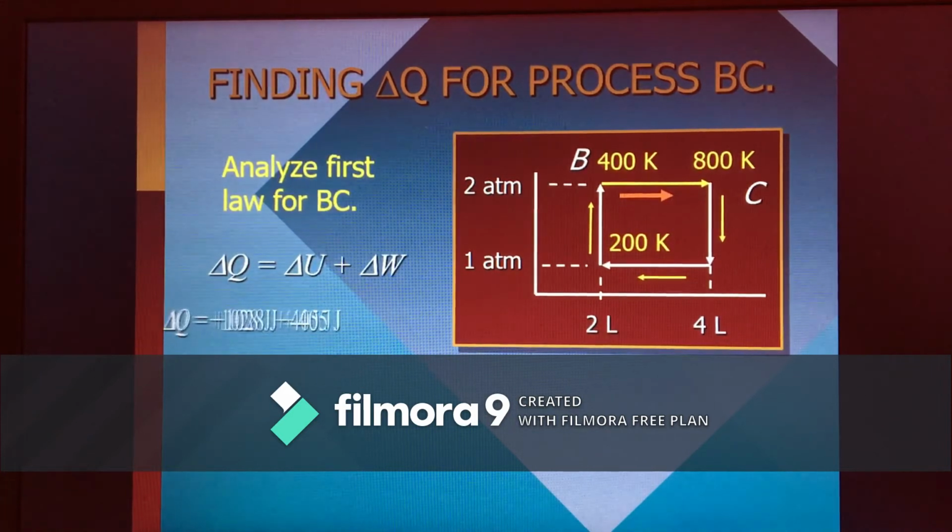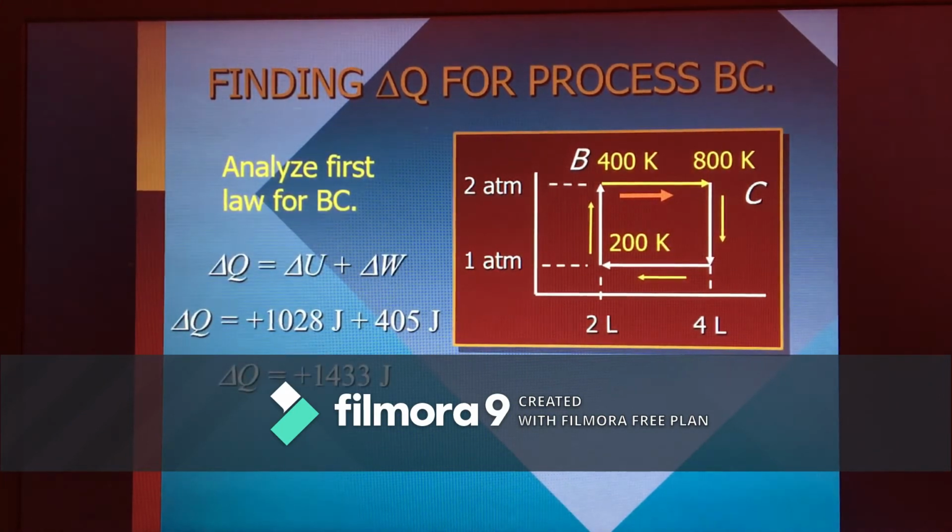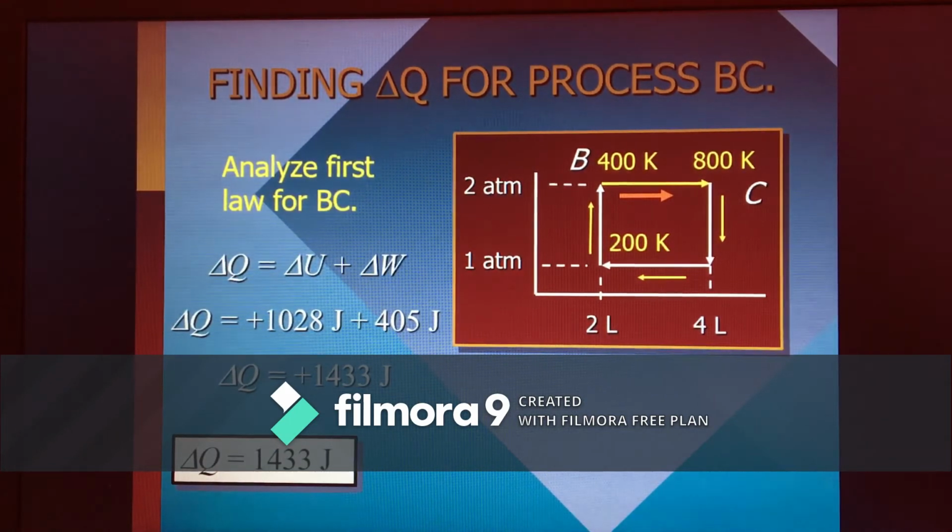So substituting the results, we have 1028 for delta U, as we previously calculated, plus the change of work, delta W, equal to 405 joules. Therefore we have the change of heat, delta Q, of 1433 joules. Notice that our delta Q is positive. Just recall why it's positive.